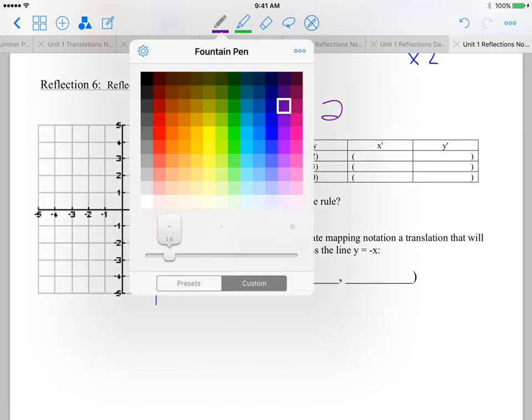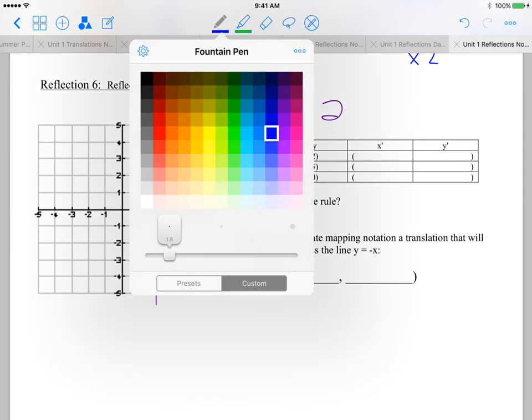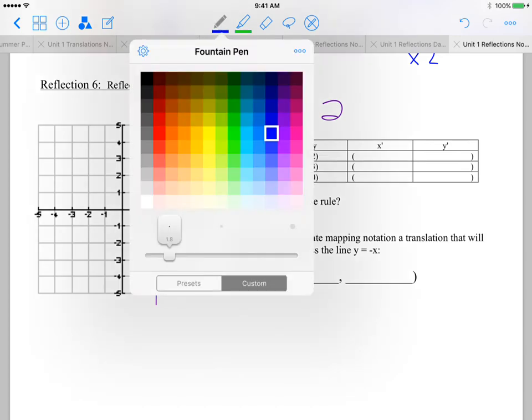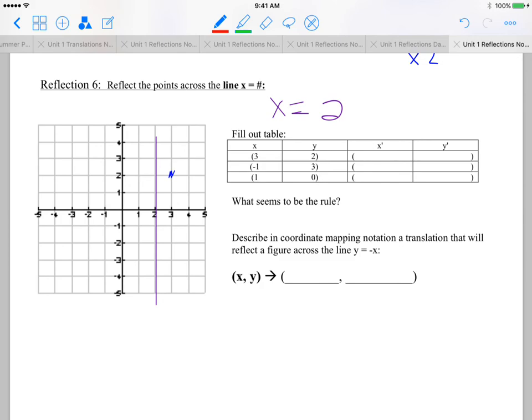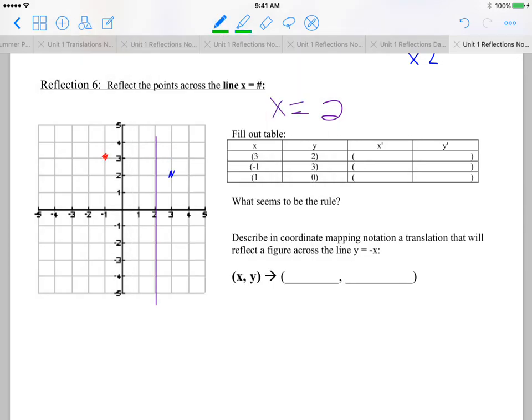Good job. See, we just mix everything in there, kind of reliving our glory days in Algebra 1. And let's get Mr. 3, 2 on there. Hey, buddy, how are you? Haven't seen you in a long time. Mr. -1, 3. Thanks for coming. Good to see you. And then finally, 1, 0.